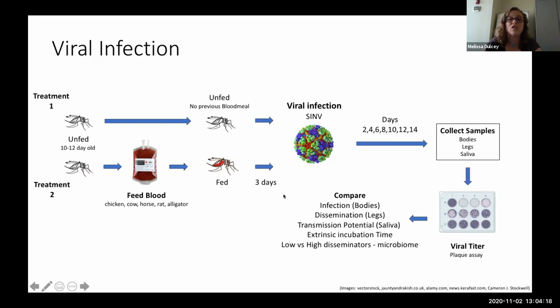And then what we're going to do is compare between treatment groups, treatment 1 and treatment 2, as well as between blood groups. We're going to look at the infection rates, dissemination rates, as well as the transmission potential, which are the titers in these 3 areas of the body, the rates as well as the titers. We're also going to look at the extrinsic incubation time to see if there's a difference. And then we're going to look at low versus high disseminators across all groups and see if there's certain microbiome assemblages that we are appreciating with these different levels of dissemination.